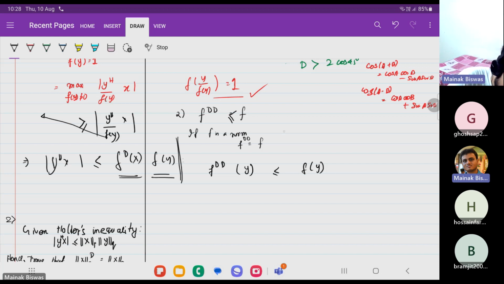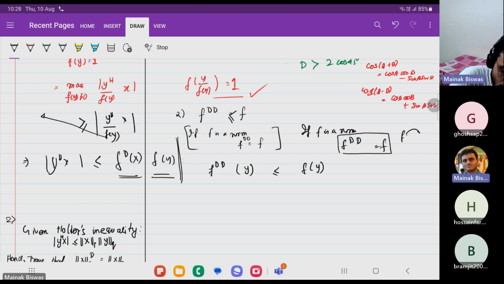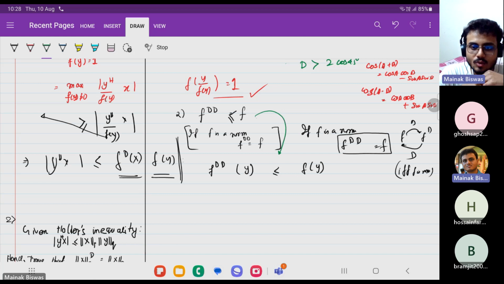So my end goal is this. If f is a norm, the dual of the dual is equal to f. So there is a one-to-one correspondence. You take a dual, you get f dual. You take a dual again, double dual, you're going to get back f, if and only if f is a norm. But we don't need all of it. So let's prove one side of it, that f dual dual is less than or equal to the primal norm. How can I prove it?